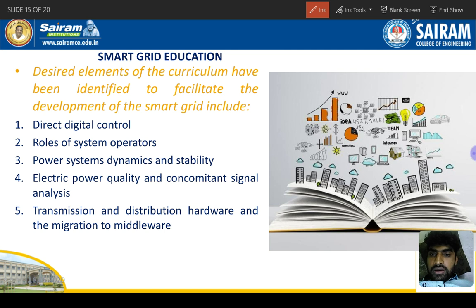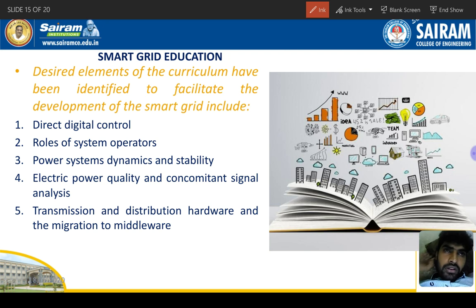Continuation. Smart grid education: desired elements of the curriculum have been identified. To facilitate the development of the smart grid, it includes direct digital control. See, the smart grid is a digital control. It's not like, if you are calling somebody, he solves the problem, and then again he calls back and gives information to you. That's what used to be done 10 years, 20 years back.